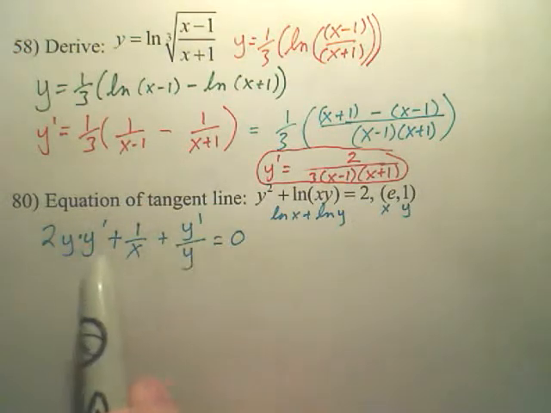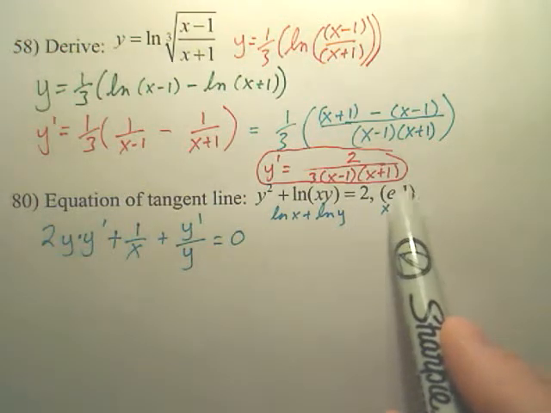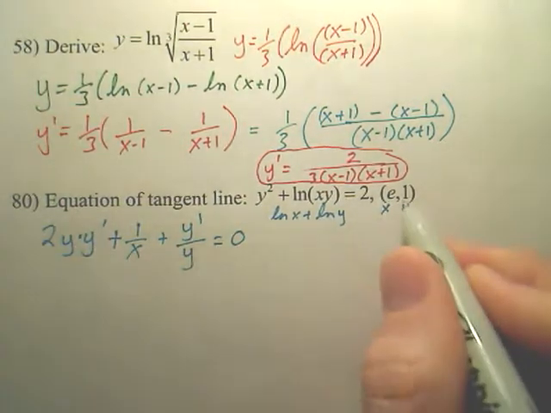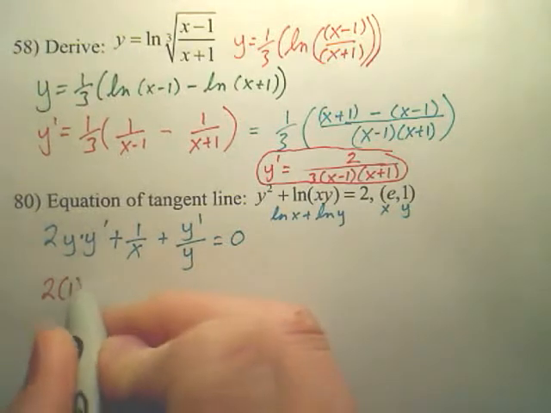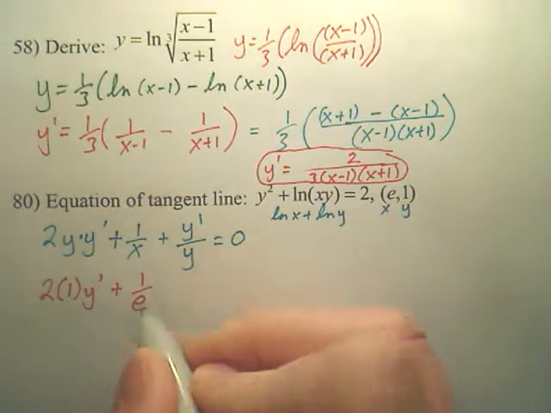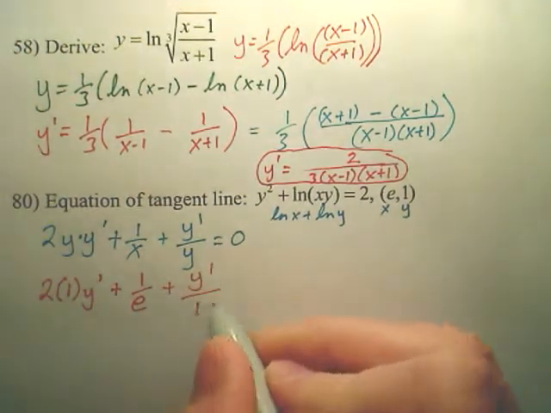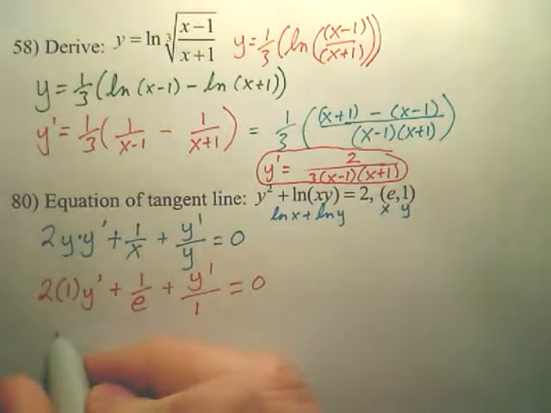Now you could get y prime by itself, but that's kind of a waste of time, because what we want is the value of y prime, so you just plug these two values in and then crunch it down. If I plug this in for x and this in for y, I'm going to get 2 times 1 times y prime plus 1 over e plus y prime over 1 equals 0. And from that, I can solve this for y prime. It might be easier now than before. Maybe not. It all depends.